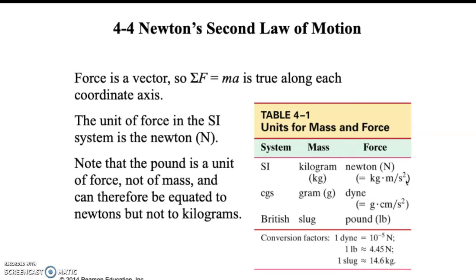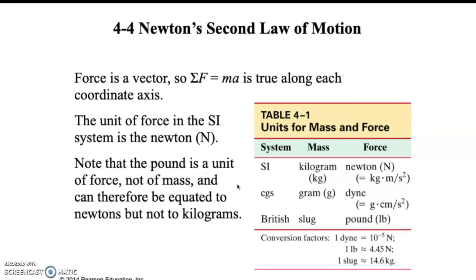Now there are other systems. We can use grams, and that's the dyne, which is grams times centimeters per second squared. You can use that, but newtons are what we deal with all the time in physics. Then, of course, in the British system, the mass is the slug, but force is the pound. And there are conversion factors here if you ever needed to do that.